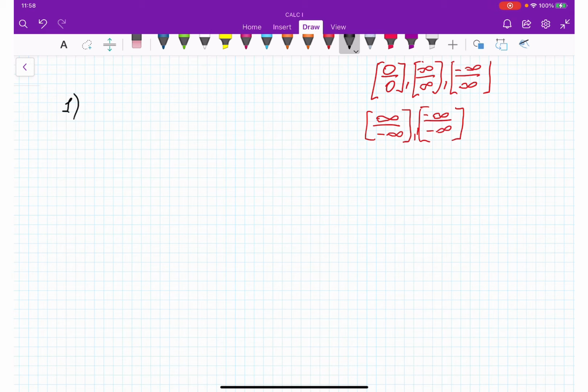First one, we have the limit as x approaches 0 of e to the power 2x minus 1 over x. Look, if I plug in x equals 0, e to the power 0 minus 1, right? E to the power 0 is going to be 1. 1 minus 1 divided by 0. We are getting 0 over 0, yes?